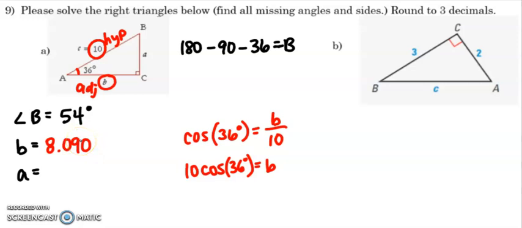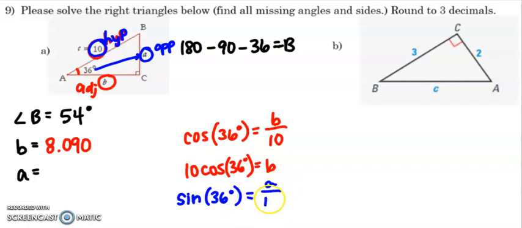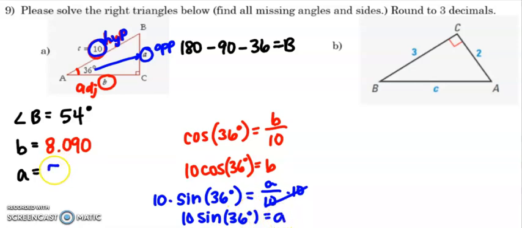Next then, if I want to find side A, in relation to my 36 it is opposite, and 10 is still my hypotenuse. So this time, what relates the opposite and the hypotenuse? That's going to be the sine. So the sine of 36 is going to equal A over 10. Multiply both sides by 10. A will be equal to 10 sine of 36, which comes out as 5.878.